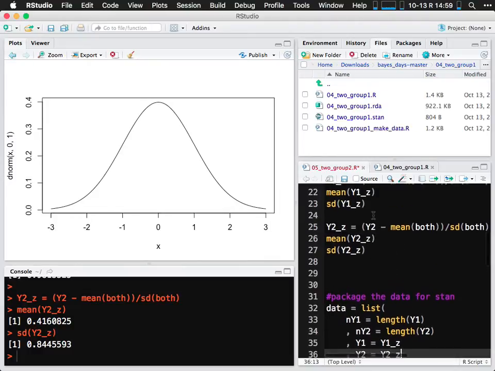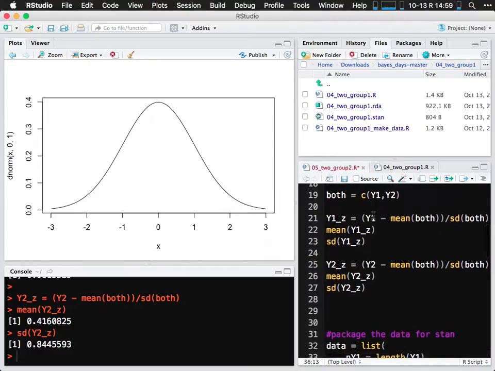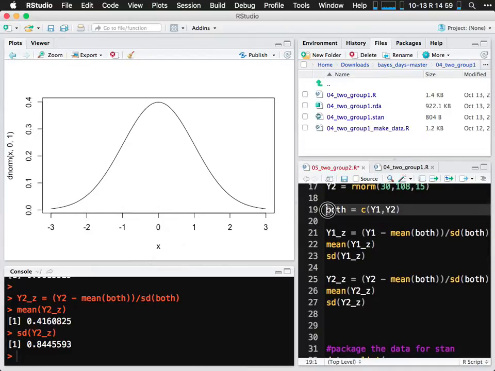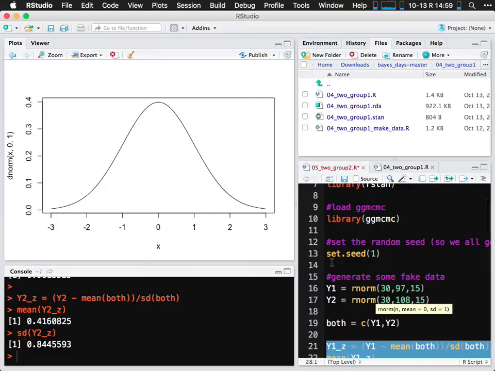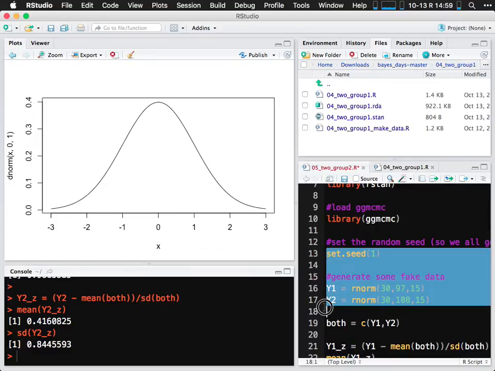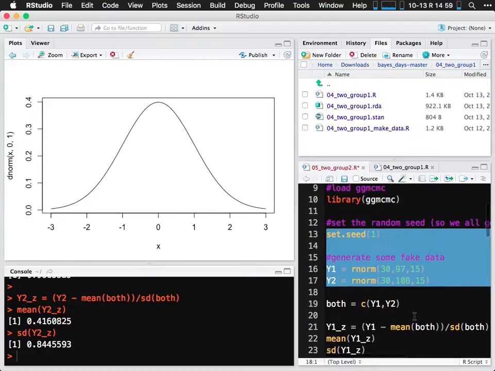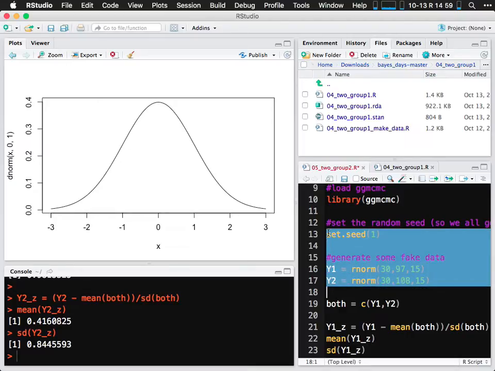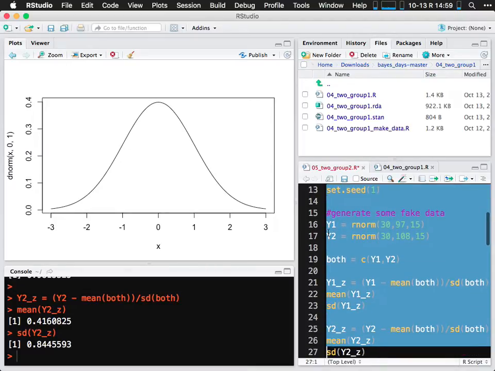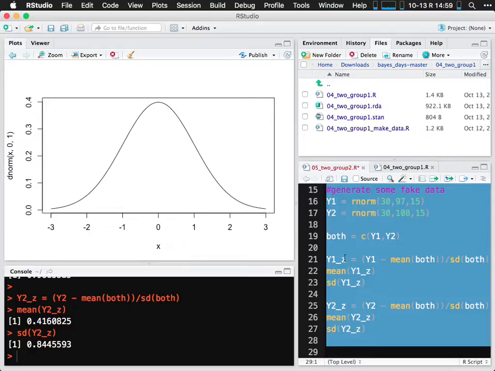Sorry, which parts do we copy? I just copied the creation of both, and then y1z, y2z. You didn't use that big data, did you? Yeah, I guess if you'd run it from the last example, I used the exact same seed, but the numbers got cleared when I came over. So again, you'll want to select set seed, generate y1 and y2, and then do the standardization, the z scoring as you had before.